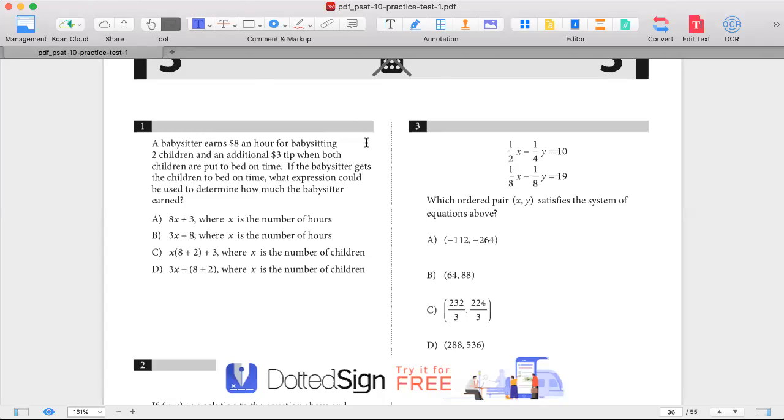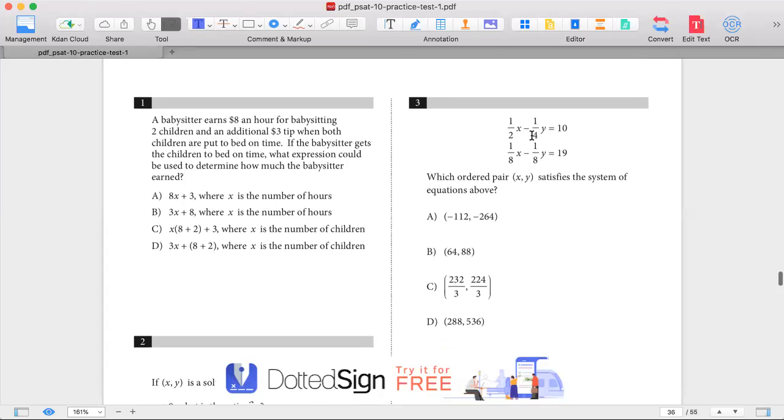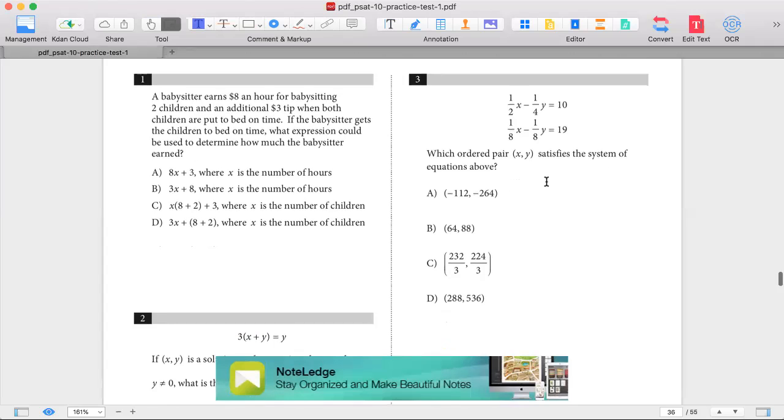Question number 3. I have two equations, half x minus 1/4 y is equal to 10 and 1/8 x minus 1/8 y is equal to 19. Which ordered pair (x, y) satisfies the system of equations above? So I have here 4 ordered pairs and I have to know which one satisfies the system of equations. Satisfies means when I substitute the value of x and the value of y in both equations, they will give me the correct answer.